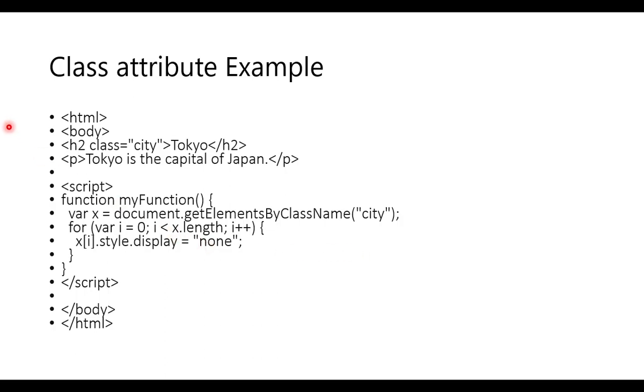So this is one example of a class attribute. Here the header has a class and this is a paragraph, and this is how we extract the element by class name. Whatever is under this script tag is all JavaScript, from here to here. Okay. So this you will find in any web page, and this is general HTML page syntax. Okay.